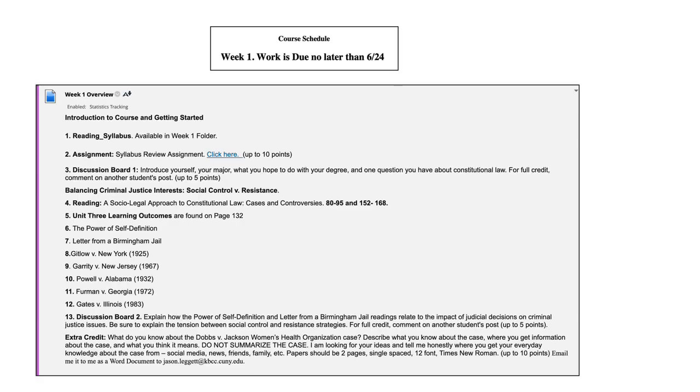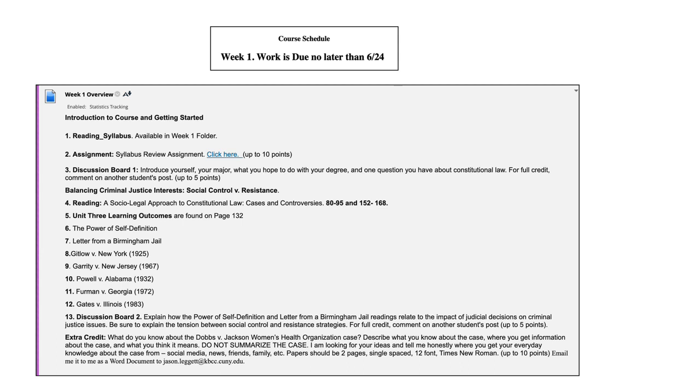So week 1 work is due no later than June 24th, so that's right away, and there's quite a bit you have to get through. There's the introductory stuff. You have to read the syllabus, complete the syllabus review assignment, introduce yourself on the discussion board, and then get right into the readings.